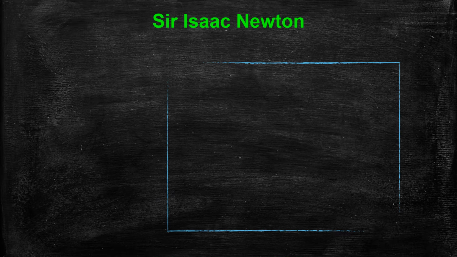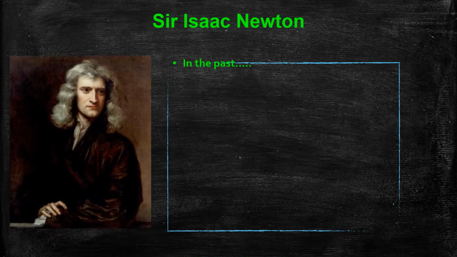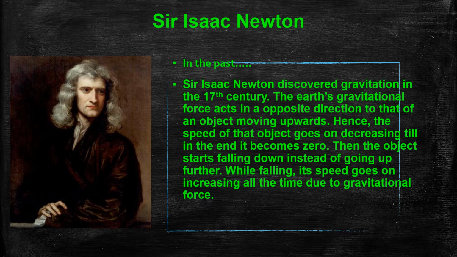Now let's discuss something about the scientist who discovered this gravitational force. Sir Isaac Newton. In the past, Sir Isaac Newton discovered gravitation in the 17th century. The Earth's gravitational force acts in an opposite direction to that of an object moving upwards. Means whatever object is moving upward, Earth is pulling that object towards itself. Means that opposite force is getting created by Earth.